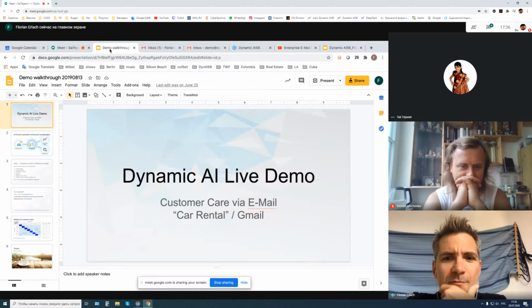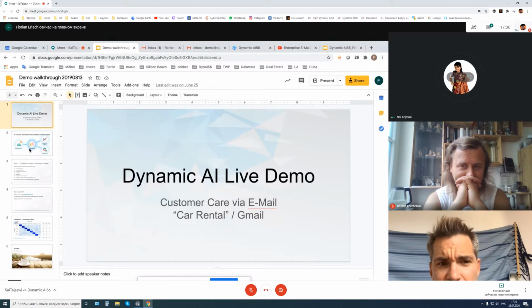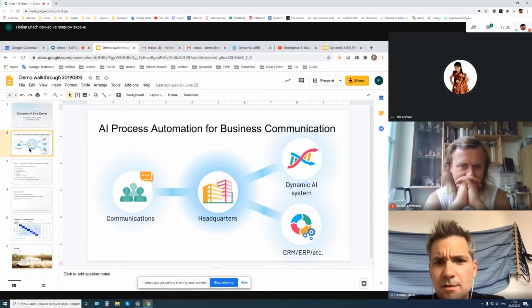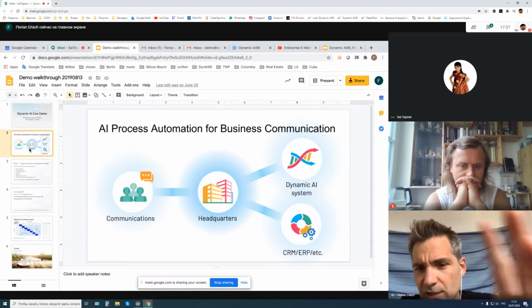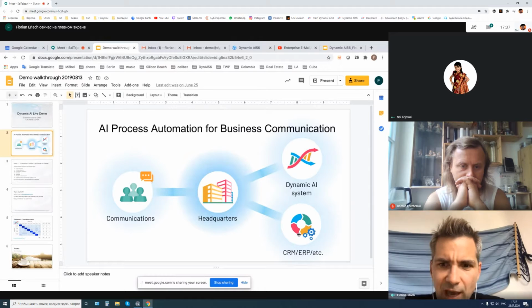And then we see where it's moving from there. What we have prepared today is a customer care case via email for car rental. Just a big picture of how things are working in general. You have a lot of communications from customers, suppliers, partners, employees. You have the headquarters, and then you have our technology, as well as certain backends, meaning a CRM, an ERP, or any other database where you store the data.